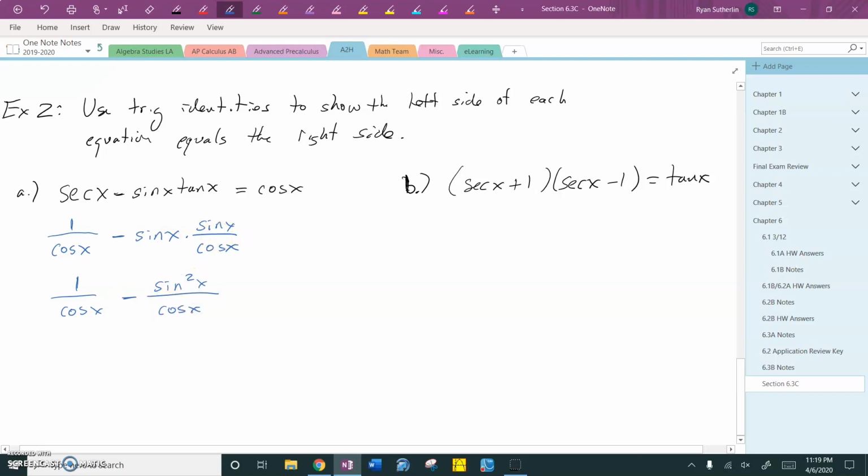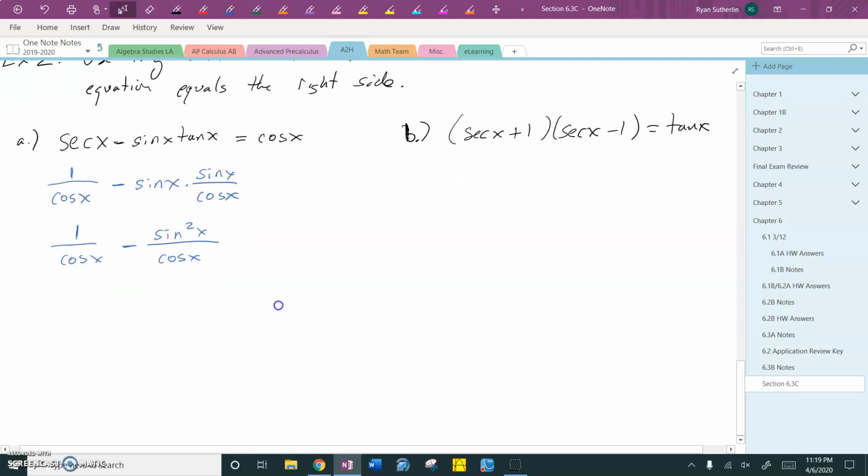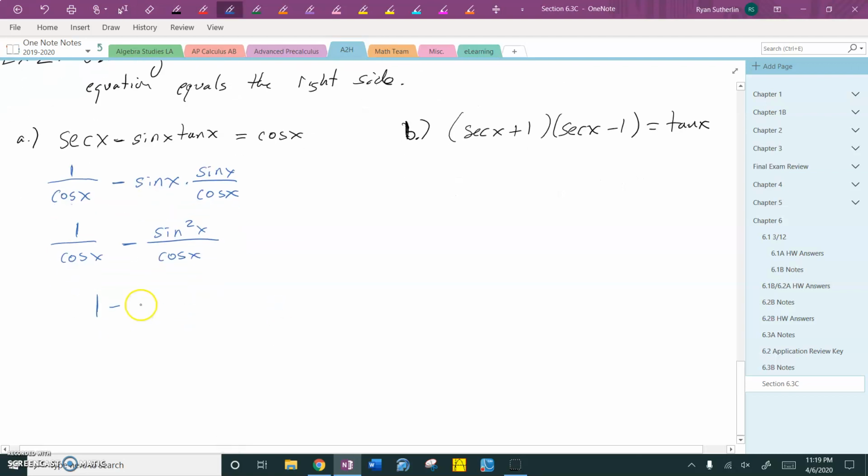Now I'm going to subtract fractions. Well, the denominators are the same, so I can go ahead and rewrite the numerators, 1 minus sine squared over cosine of x. Now, notice how I have a sine squared here.